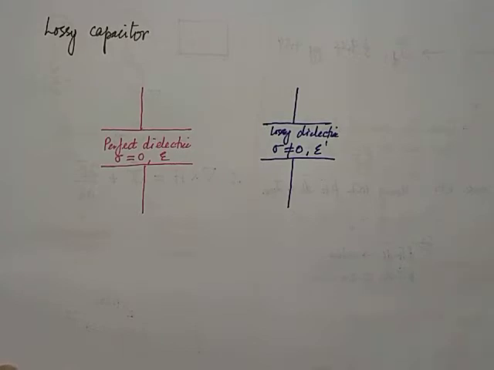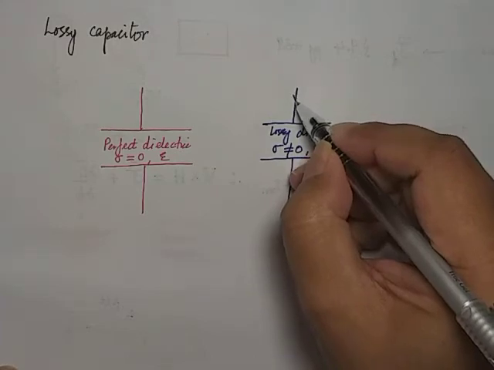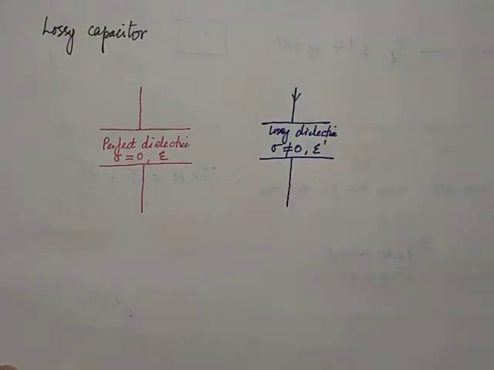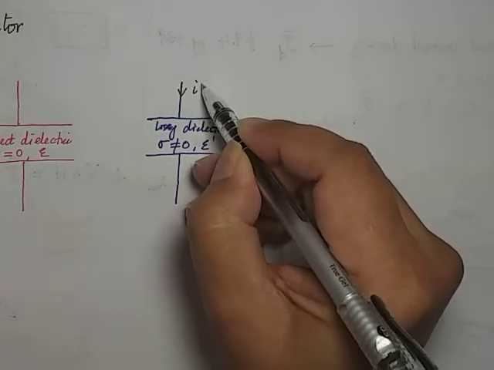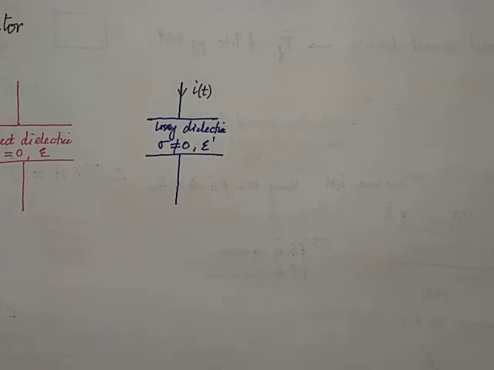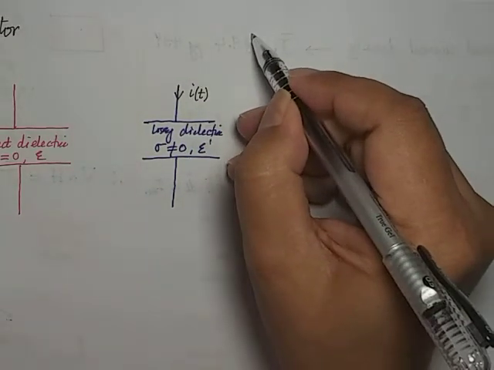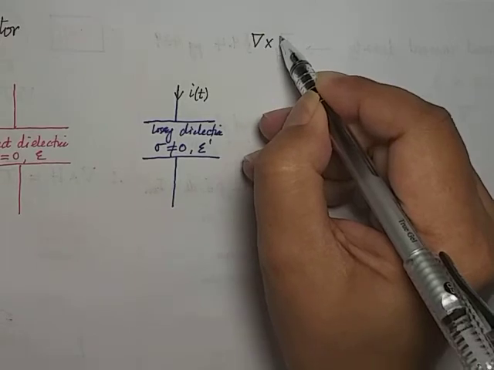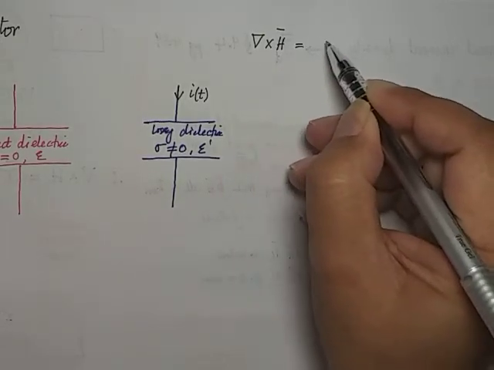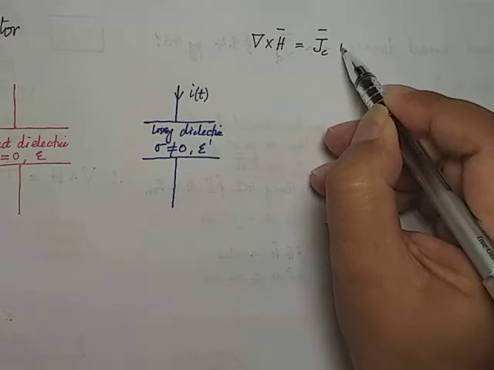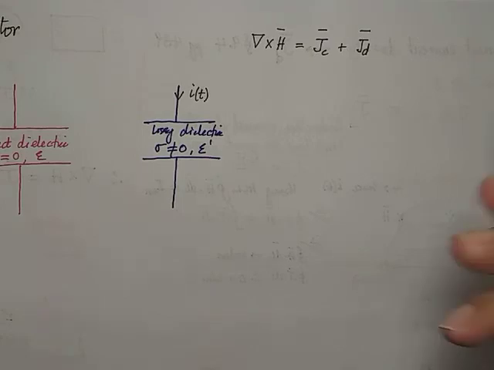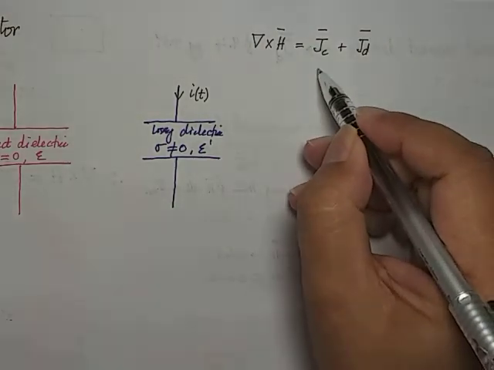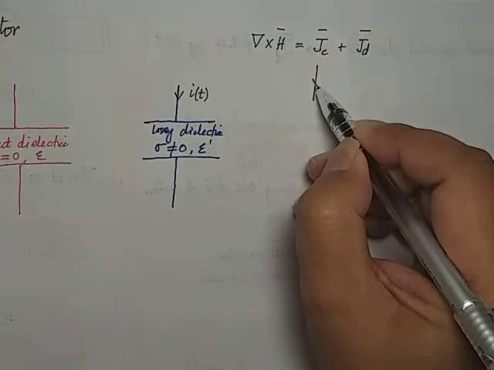Okay, so what happens when current flows into this lossy dielectric? Now we're going to model that. When the current I(t) flows, we have the second equation, Maxwell equation number 3, which states that the curl of H equals J_C plus J_D, correct? This is what we just proved together. So what we can see by this simple analogy is that the current going in is the total current I.